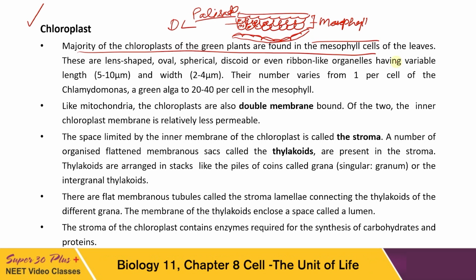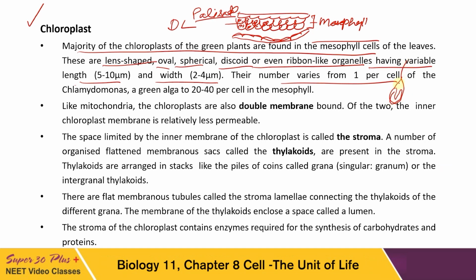The chloroplasts, you see, are lens shaped, oval shaped, spherical, discoid, or even ribbon shaped, depending on the type of organism. The shapes are different. The length may be typical. Chloroplast length is 5 to 10 micrometer. The width is 2 to 4 micrometer. Number varies, 1 per cell. For example, this is the Chlamydomonas we have.